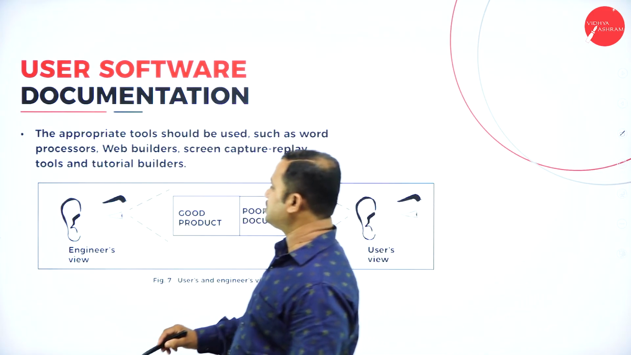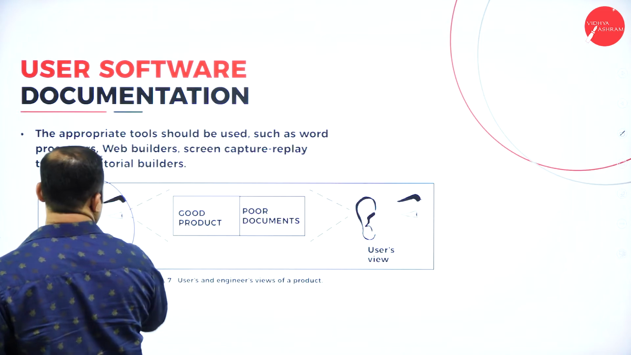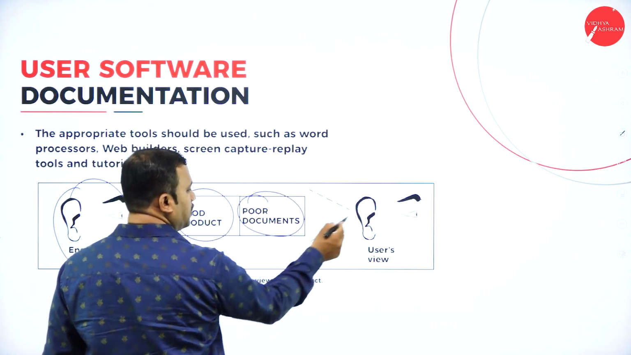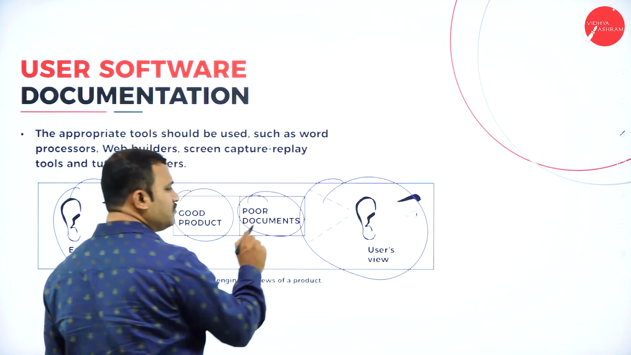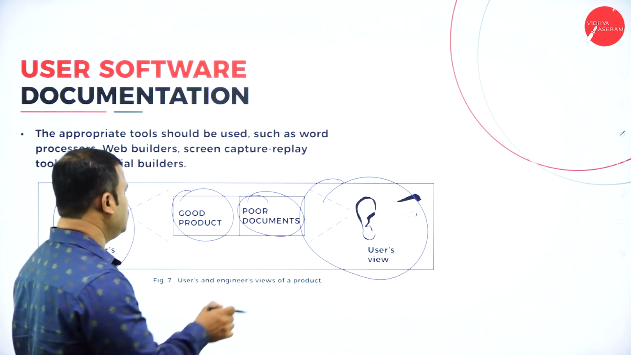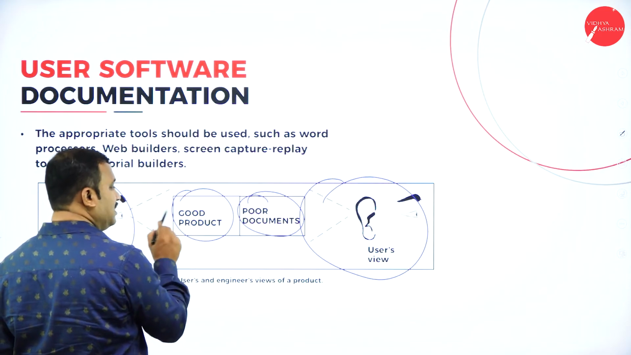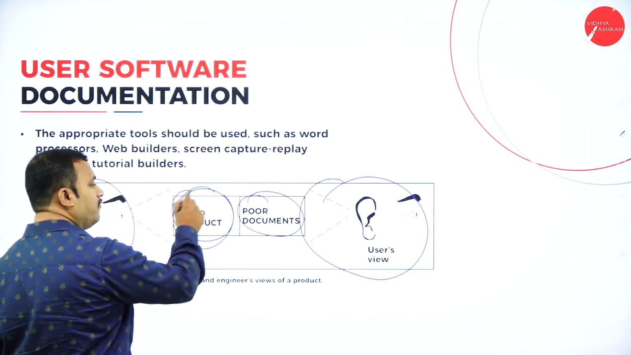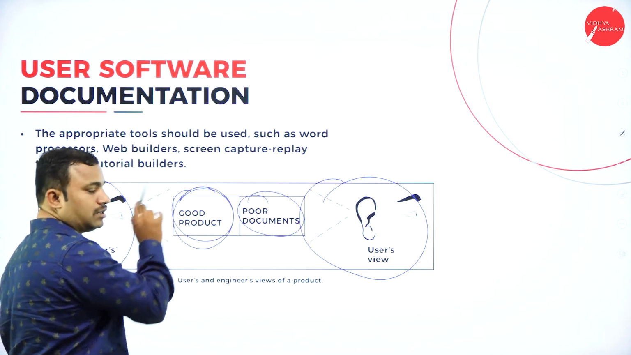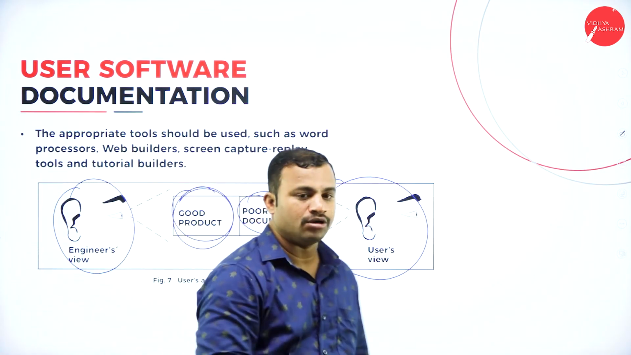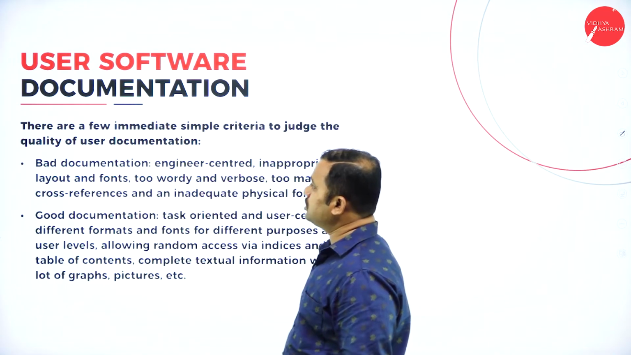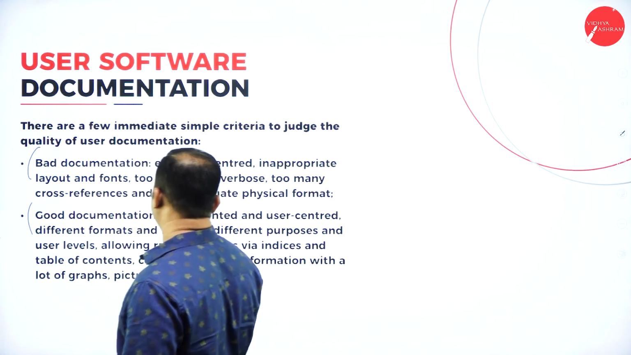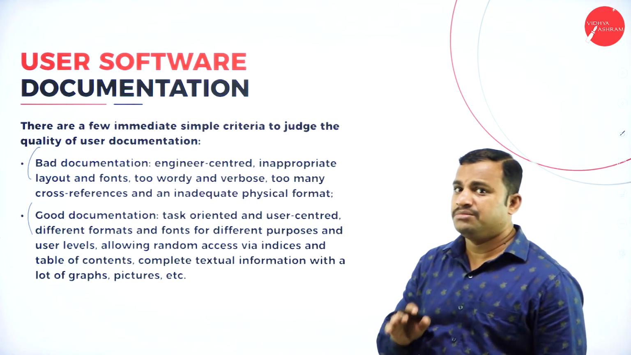So please observe this carefully here. The engineer's viewpoint is this is a good product, but with poor documents. But the user views it differently: he just gives brief information to the developer, but he has to go through the documents, and it has to be implemented so that it becomes a good product to the client or to the users. User software documentation includes bad documentation and good documentation, which was discussed in the previous session.